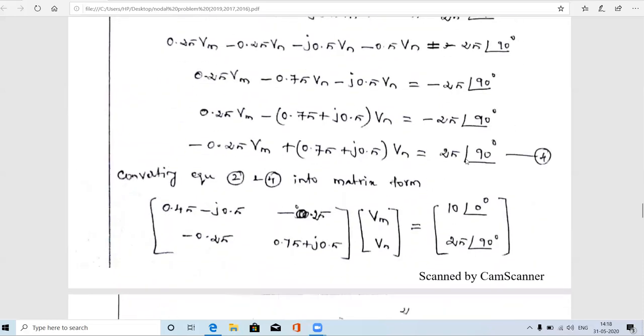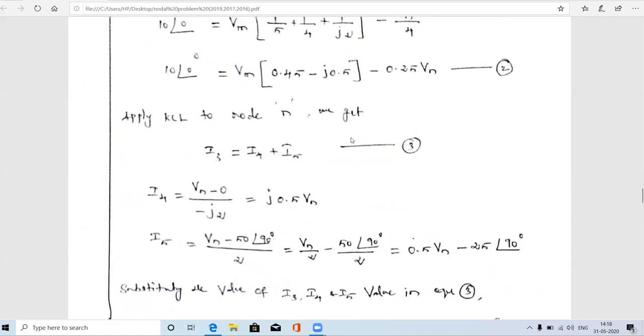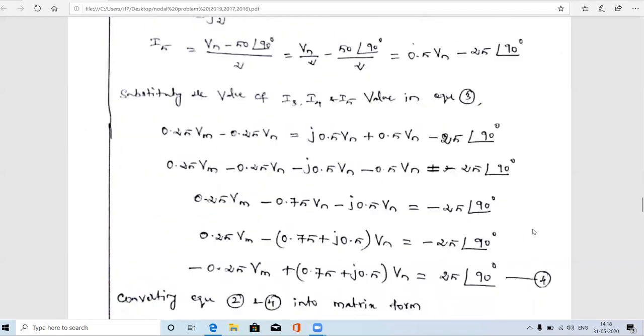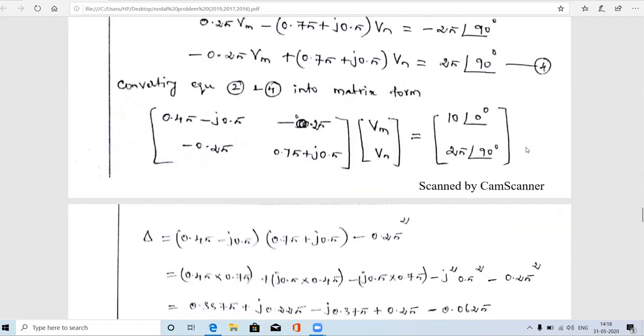We will get the answer like this. Then we are having two equations. For node M, we have one equation. For node N, we have one equation. So that is equation number 2 and equation number 4. So, converting equation number 2 and equation number 4 into matrix form.